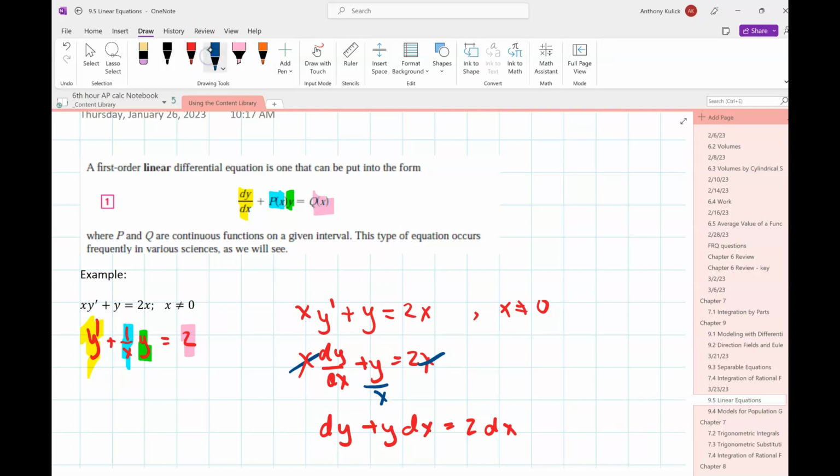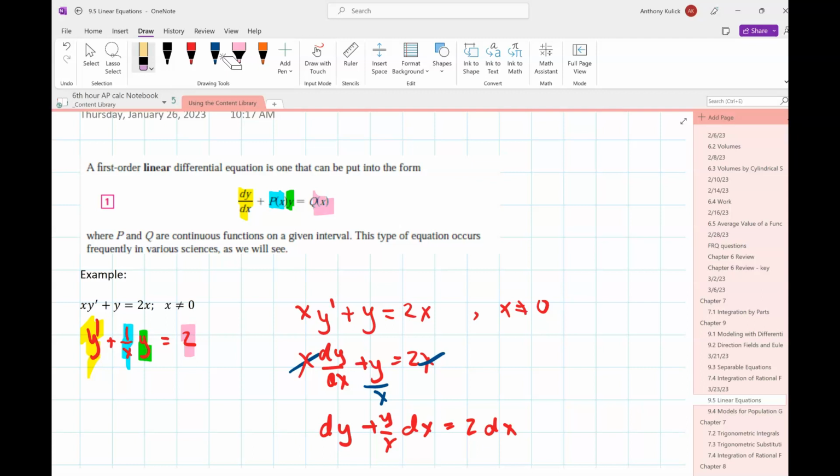Oh, we divided both sides by x. I forgot to write it down on the next step. Thank you. So going from here to here, Luke said to divide both sides by x and then multiply by dx. So it's just not separable in that way, right? It's just not going to work.